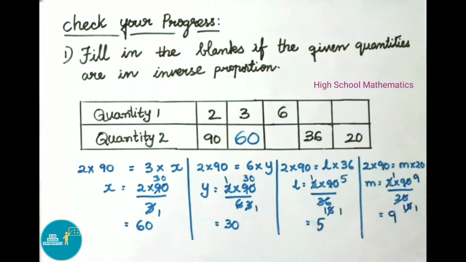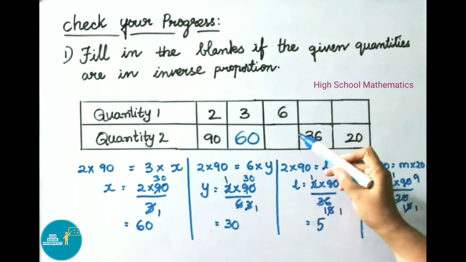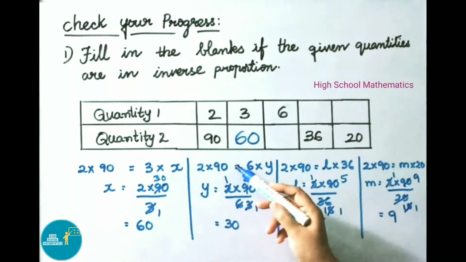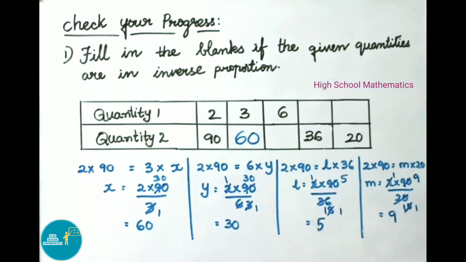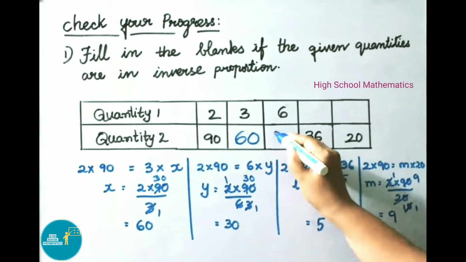See the next one, 2 into 90 is equal to 6 into y, where the unknown value we have taken as y. So y equals 2 into 90 by 6. 2 ones are 2, 2 threes are 6. 3 ones are 3, 3 thirties are 90. Now multiply numerator 1 into 30, that is 30. So the y value, the unknown value, is 30.